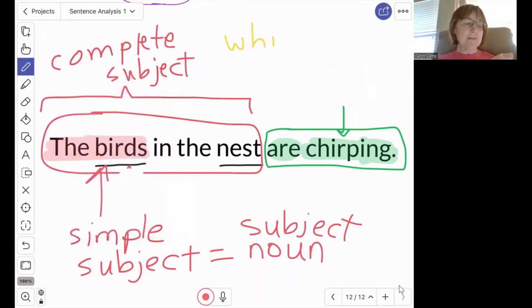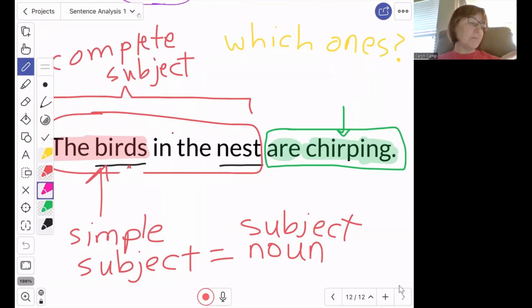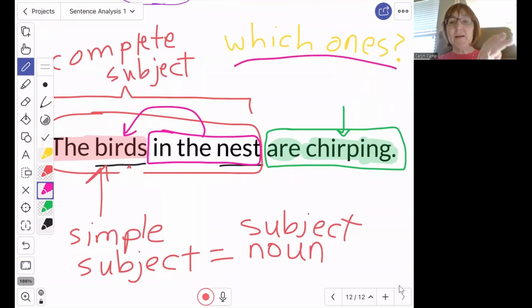which ones? Which birds are chirping? There's lots of birds outside. There's some on the ground. There's some on the water. There's some in the tree. Which ones are we talking about? And so we use those three words together, in the nest, to tell us which birds we are talking about. It's answering the question, which ones?